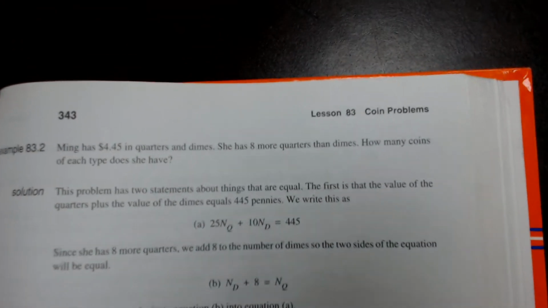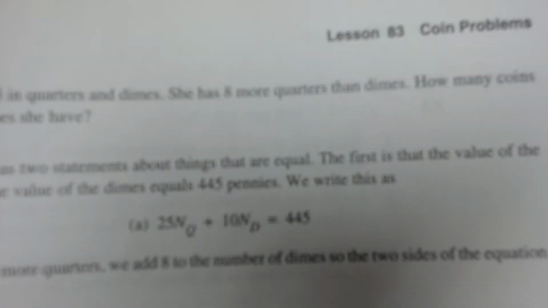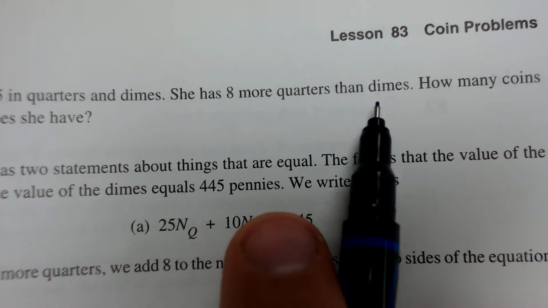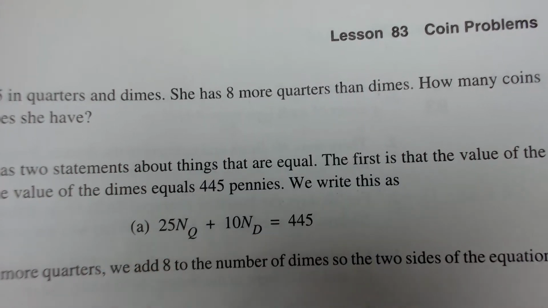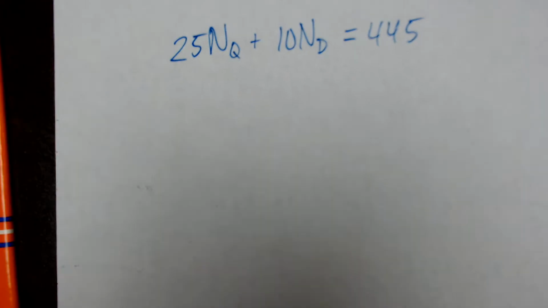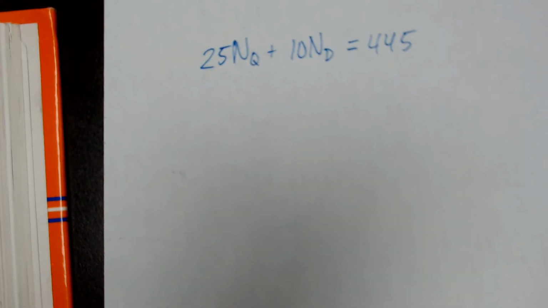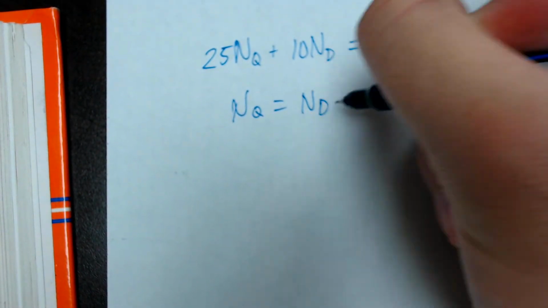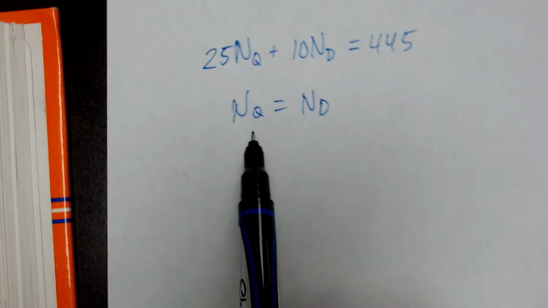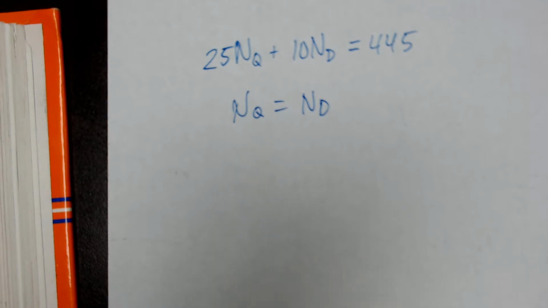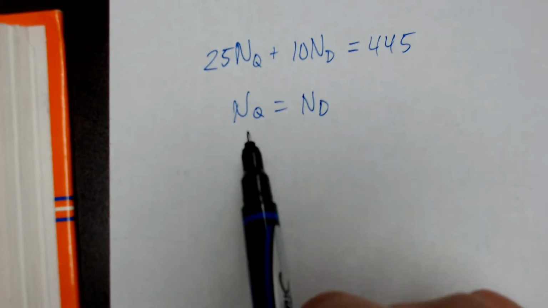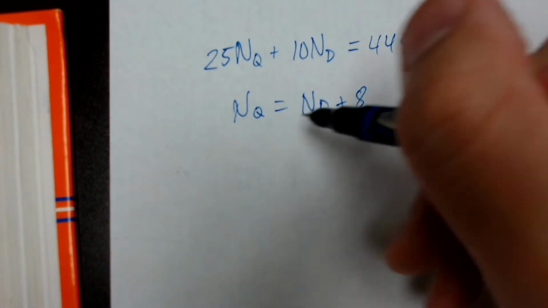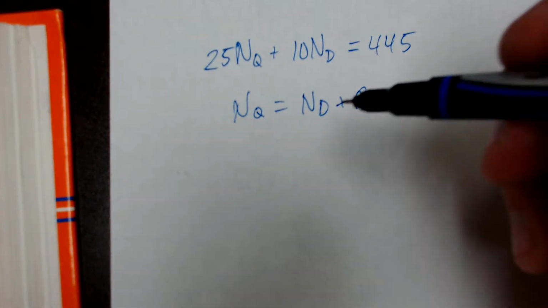Now, it tells us, focus is just not working out for me today. All right, now it tells us she has 8 more quarters than dimes. So I have to represent this in an equation. And I always like to set these equal and then balance them afterwards. I know that the number of quarters does not equal the number of dimes. If she has 8 more quarters than dimes, then quarters is the bigger value. So in order to make dimes equal quarters, I'd have to add 8 to dimes to make them equal, since quarters is bigger. Now I have my second equation.